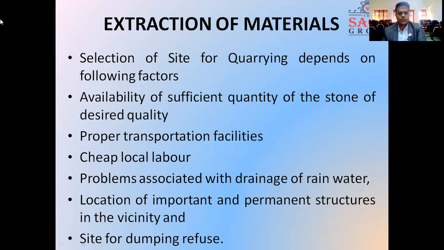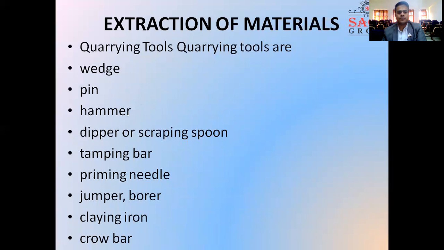Next one, the location of important and permanent structures in the vicinity. That means if there is a permanent structure located at the site, then the site should be shifted from that place. Then the site for the dumping refuse. That means the location where the waste material needs to be dumped.